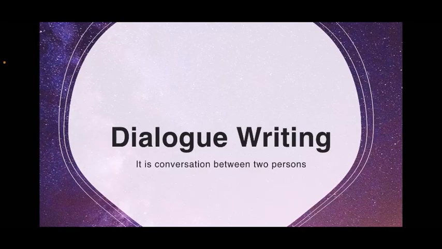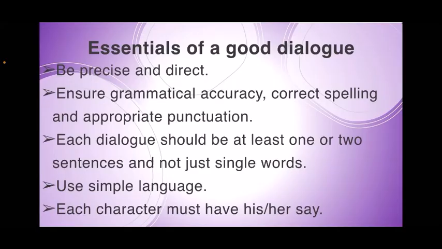Hello children, today in this video we will learn how to write dialogues. First of all, what is dialogue writing? It is conversation between two persons. What are the essentials of a good dialogue? Be precise and direct. Ensure grammatical accuracy, correct spelling and appropriate punctuation. Each dialogue should be at least one or two sentences and not just single words. Use simple language. Each character must have his or her say.